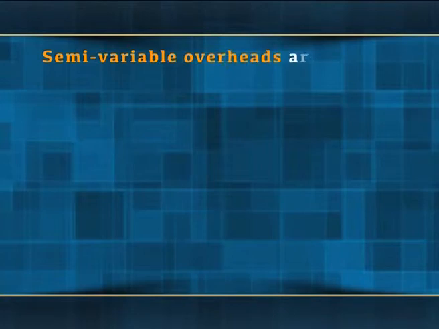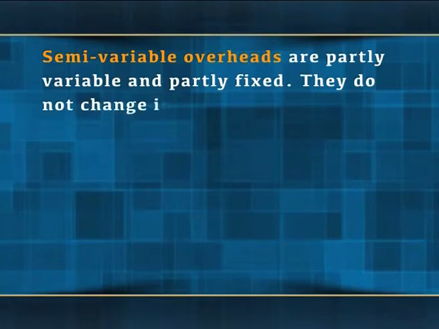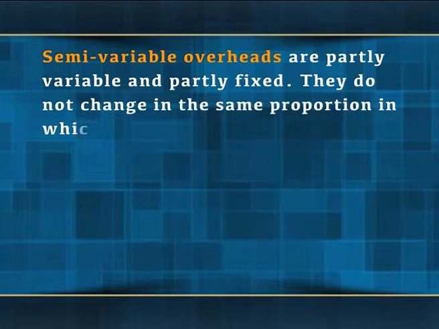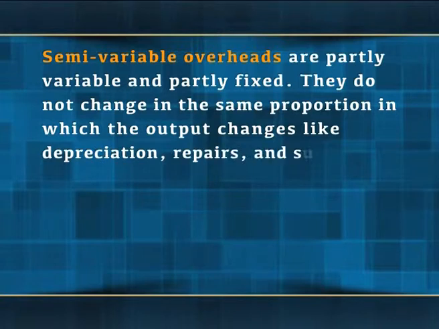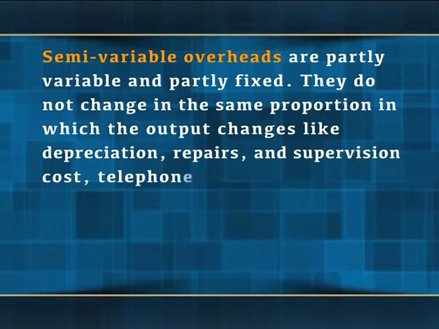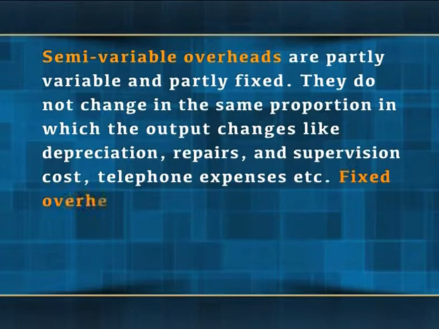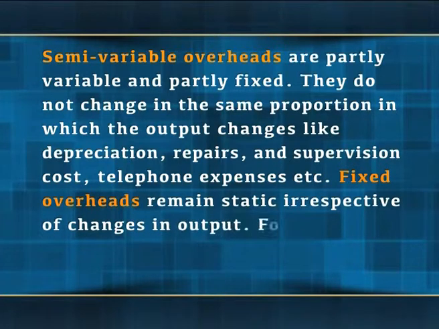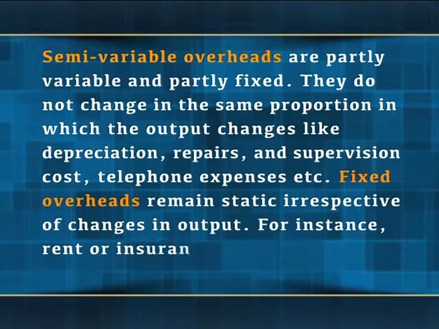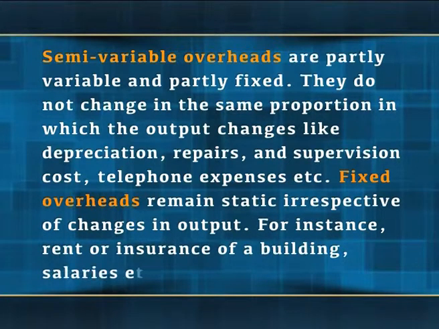Semi-variable overheads are partly variable and partly fixed. They do not change in the same proportion in which the output changes, like depreciation, repairs and supervision cost, telephone expenses, etc. Fixed overheads remain static irrespective of changes in output. For instance, rent or insurance of a building, salaries, etc.